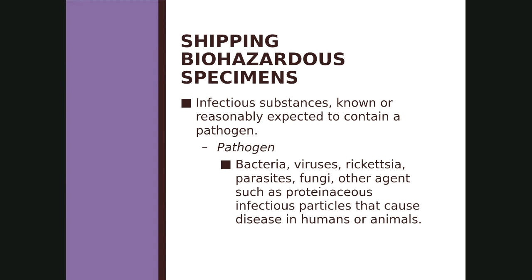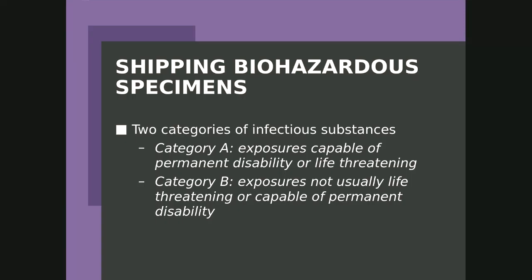So, infectious substances are known or reasonably expected to contain a pathogen. A pathogen would be a bacteria, virus, fungus, parasite, or infectious particle that causes disease in humans or animals. There are two categories of infectious substances. Category A: exposure is capable of causing permanent disability or is life-threatening. Category B: exposure is not usually life-threatening or capable of causing permanent disability.